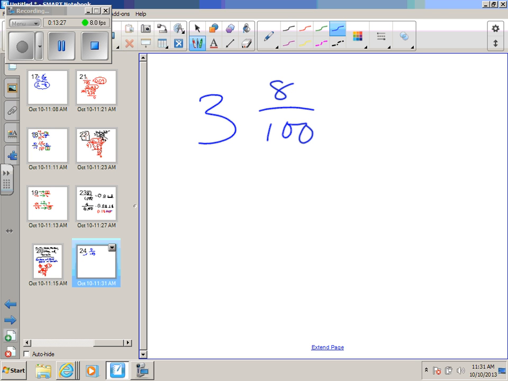Mixed number. I need to put this into a decimal. Does my whole number 3 change? My 8 has to be in the 100th place. My 100th place is 2 places after the decimal. So my decimal here becomes 3 point. 3.08. Yes, 3.08. There it is. Good.